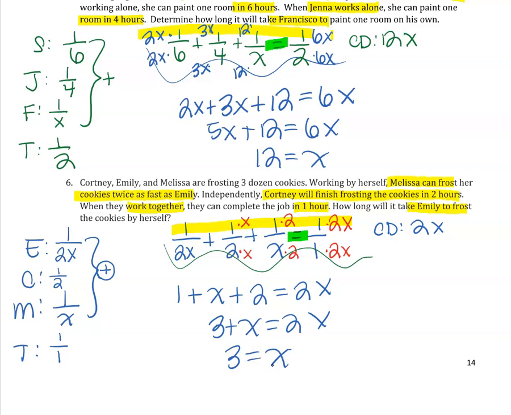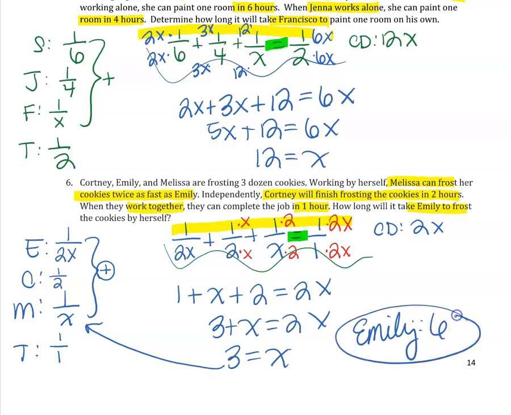So again, keep in mind, x is representing Melissa. Melissa is taking 3 hours. So how long would it take Emily? She's taking 6 hours because she's double the amount that Melissa is doing. But you know what? She's trying her best. She's doing her best, and that's all we can ask for.